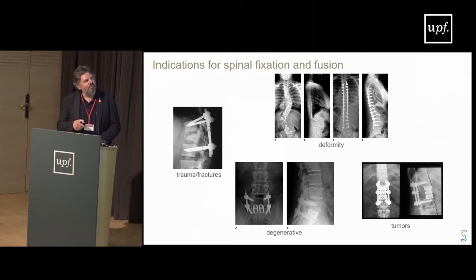And in the case of scoliosis, that's the same patient before and after the surgery. You see that by using many screws and long rods, you can really correct the deformity and make the spine, which was not straight, straight again. So it's really, really effective.